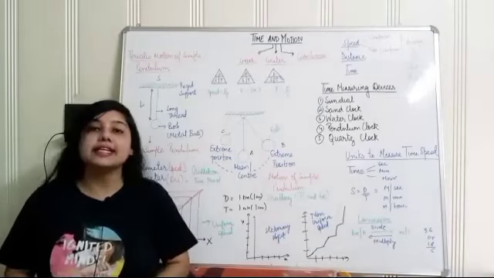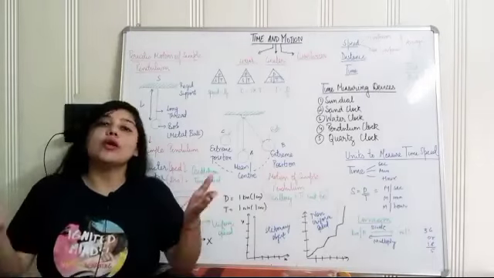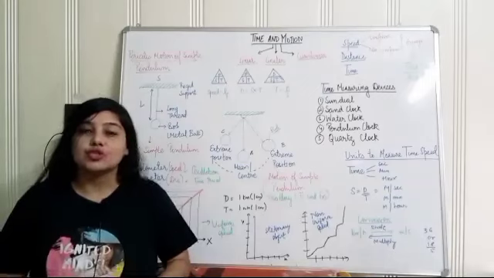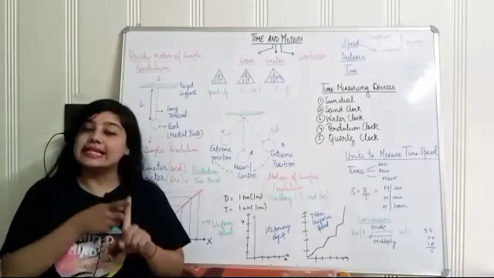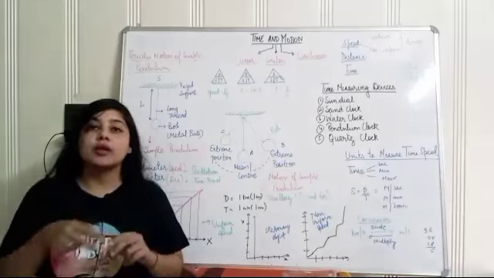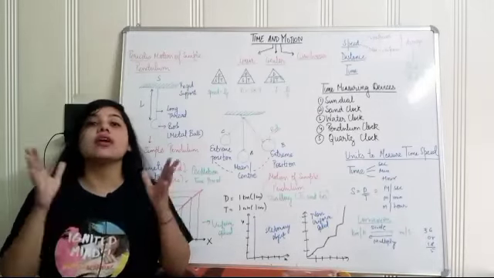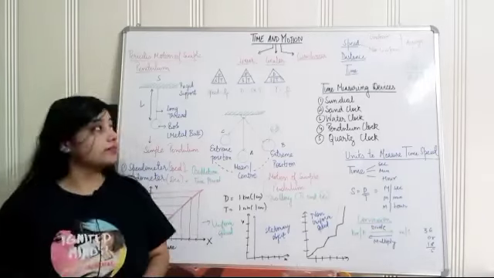Third is curvilinear motion. Curvilinear motion is simply when you move on a curved path. So we have three types of motion: linear motion, that means walking on a straight path; circular motion, moving on a circular path; and curvilinear motion means moving on a curved line.